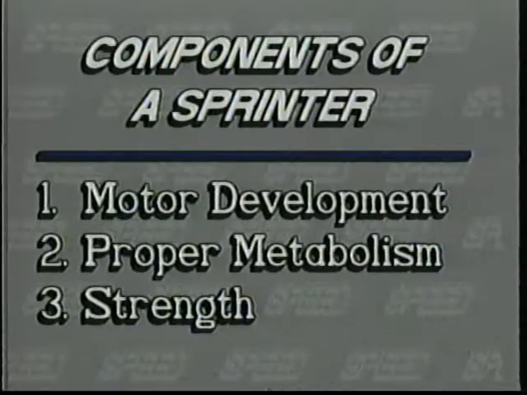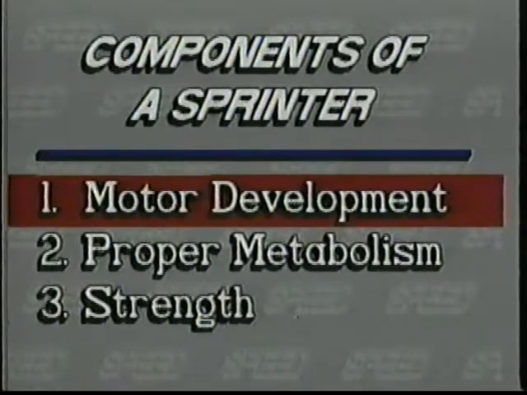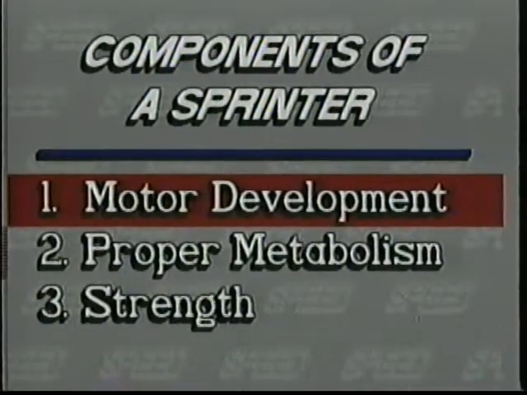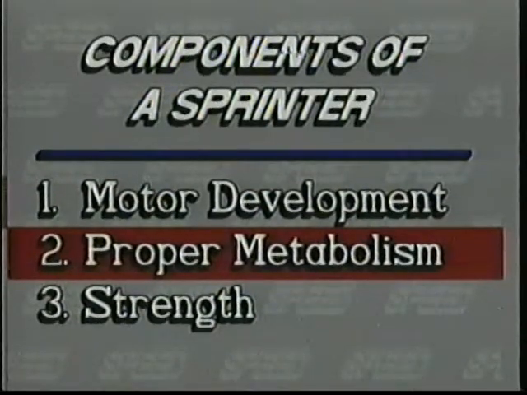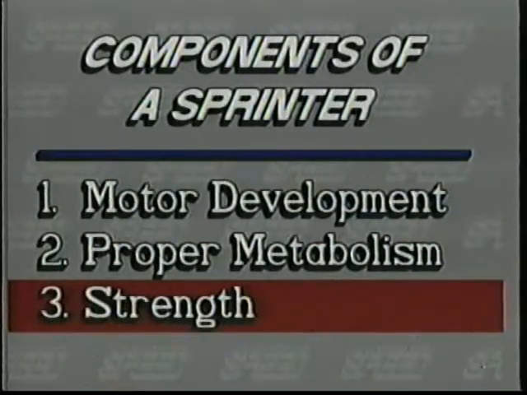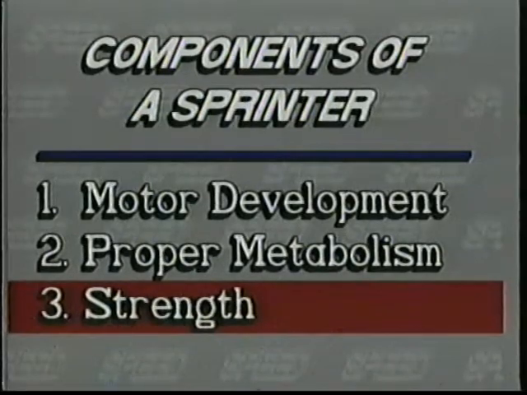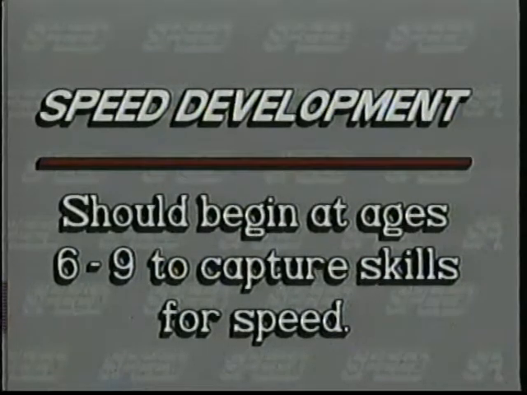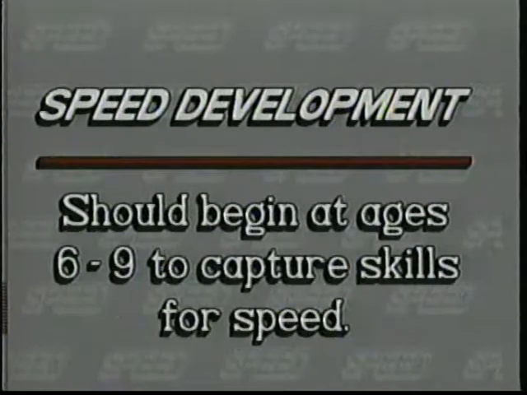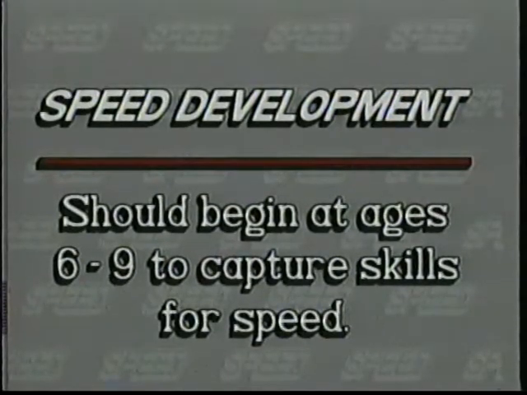First on the list might be those we attribute to motor development: the coordination of arms and legs for running efficiently, the development of the proper metabolism, and the development of strength in the extremities must begin at an early age. Speed development should begin at ages 6 to 9. If we are to capture the skills for speed during the proper window of time, this concept must be adhered to.